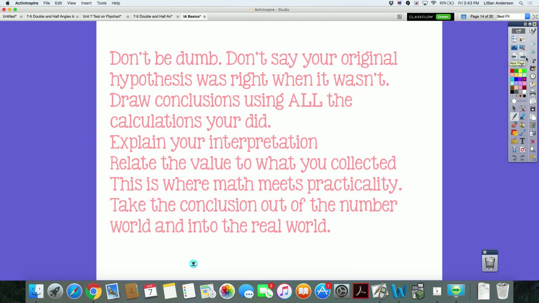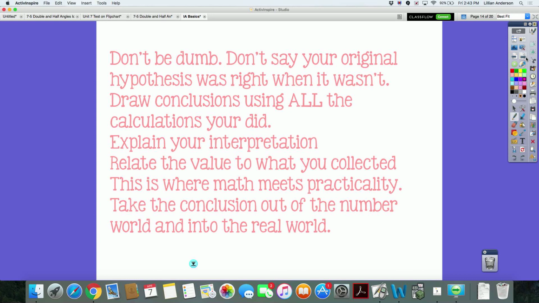Now, don't be dumb. Don't say your original hypothesis was right when it wasn't, okay? So, like, if you get through everything, you're like, oh, yeah, my original hypothesis was right because of whatever, but the work clearly shows that you're wrong. Let's not do that.